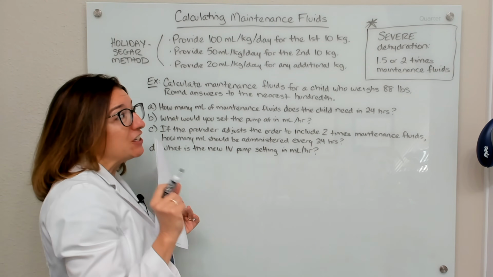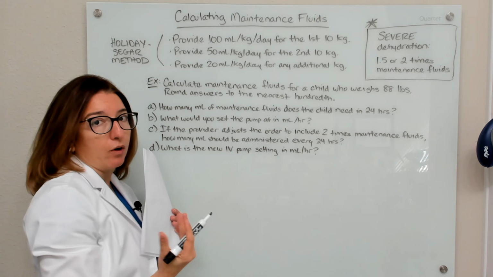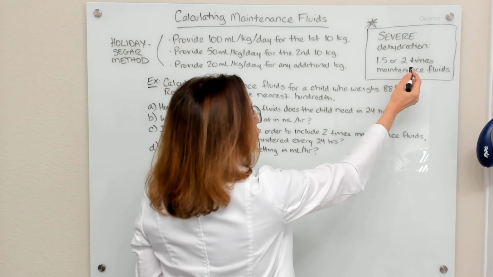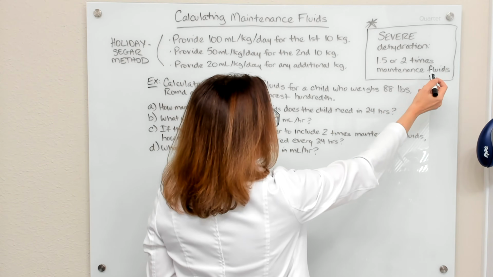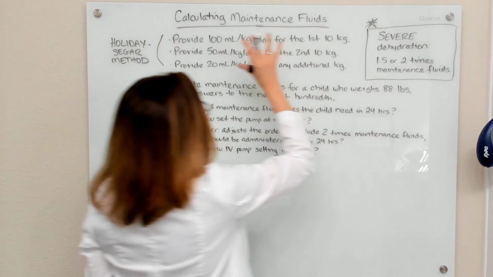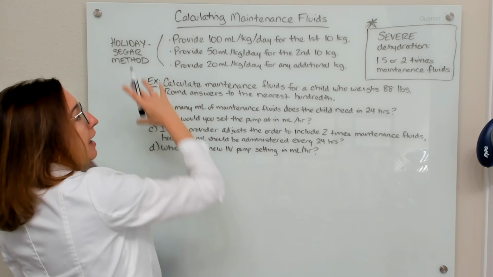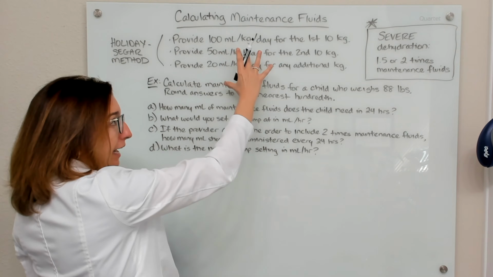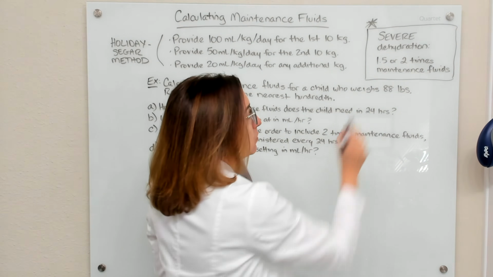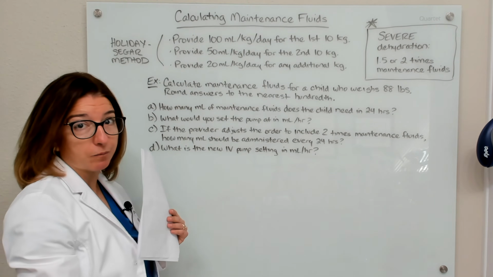Now, if our patient is severely dehydrated, our provider may order 1.5 or 2 times the maintenance fluids. If we are given an order like this, we would first calculate our maintenance fluids using this method, and then take that amount per day and multiply it times 1.5 or 2, depending on the provider's order.